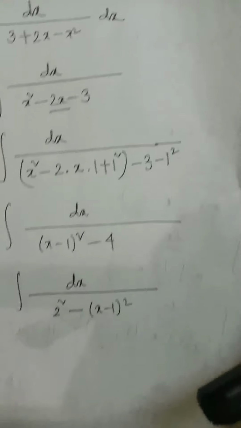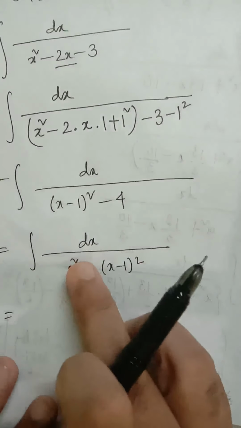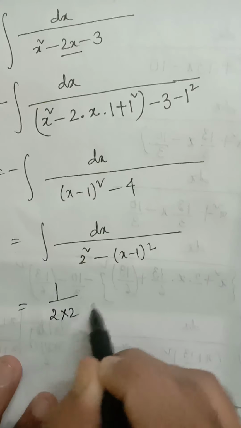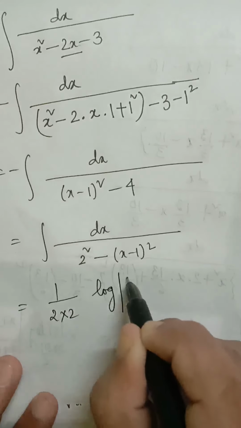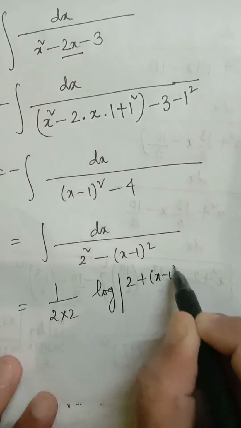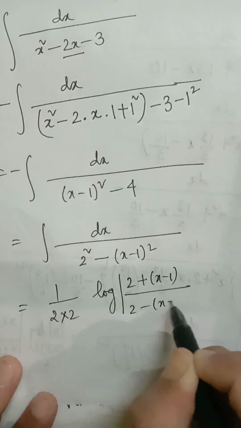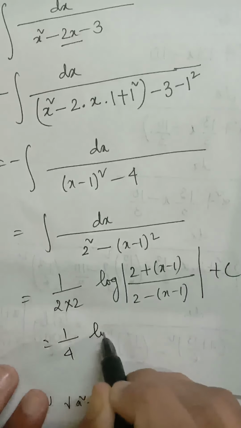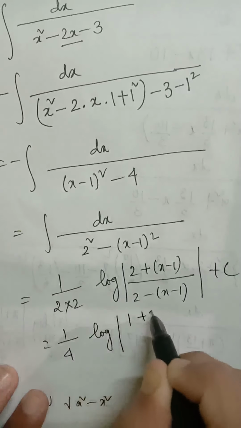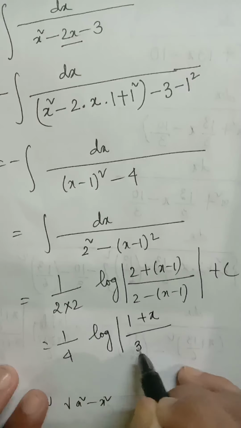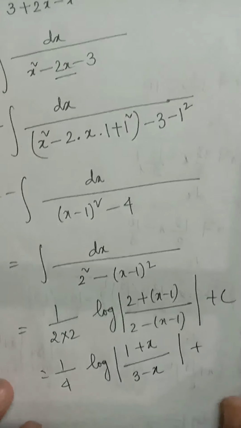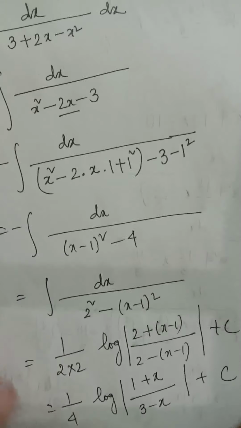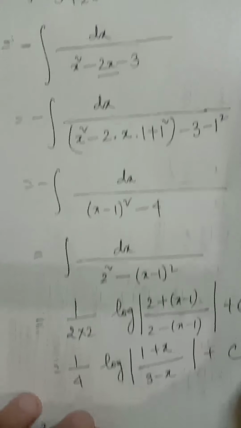So this integral is of the form dx by a square minus x square. So its answer will be 1 by 2a log of (a plus x) by (a minus x) plus c. So it will be 1 by 4 log of (1 plus x) by (3 minus x). So this is the answer: 1 by 4 log of (1 plus x) by (3 minus x).